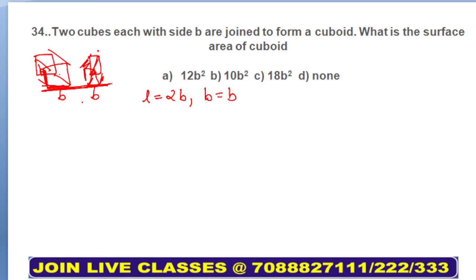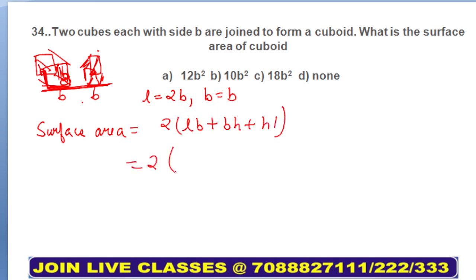ये वाली चीज कितनी रहेगी? B. What is the surface area of cuboid? Two cubes each with... क्यूब्स की सारी साइड्स इक्वल होती हैं, दैट मींस ब्रेथ, सॉरी हाइट भी कितनी होगी? B. जब क्यूबॉइड में आएगा तो हाइट बनेगा. Are joined to form a cuboid. You need to calculate the surface area of cuboid. What is the surface area of cuboid? Tell me the formula. Surface area kya hota hai cuboid ka? 2(lb + bh + hl). Is it so? What is l? 2b. And what is b? b. And what is H? B height bhi same rahegi kyunki cube se cube hai, unhone H is B and L is 2B.